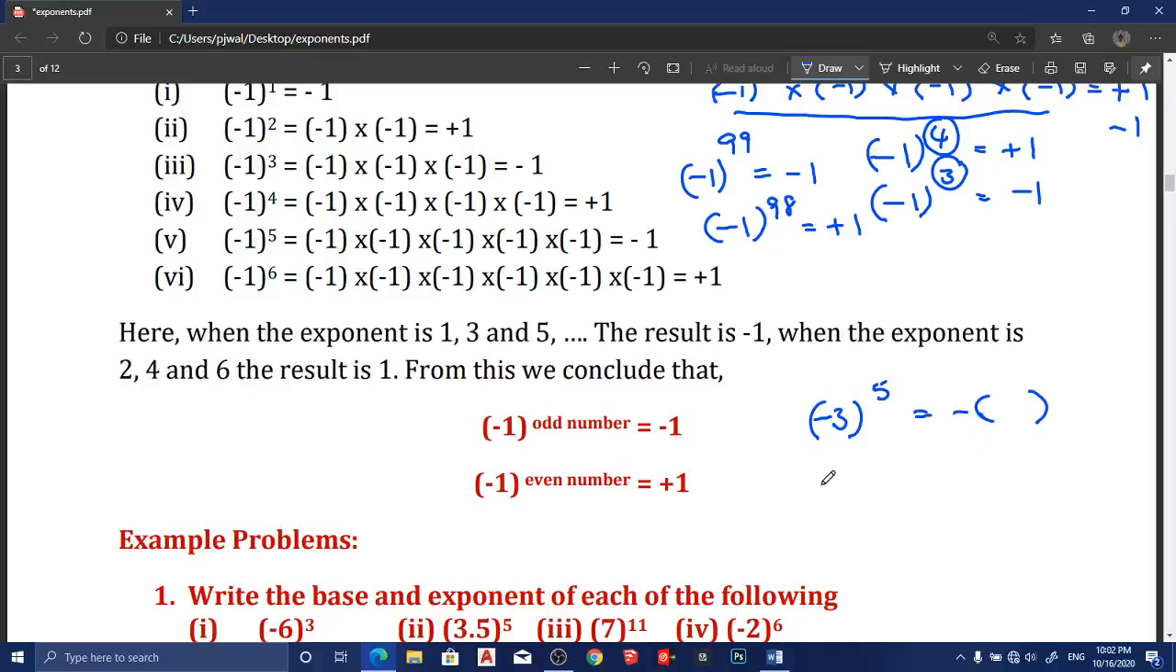Okay, if you are writing minus 9 raised to the power of 7, observe here which sign you will get after multiplying minus 9 seven times? Minus only, because 7 is an odd number.